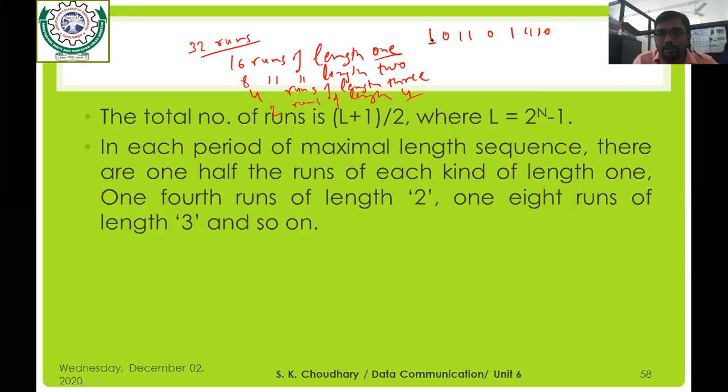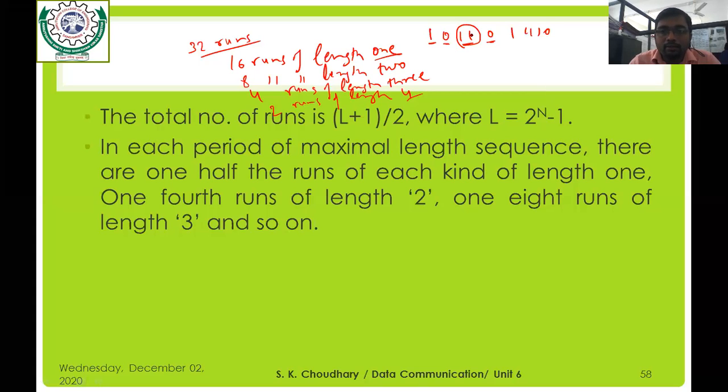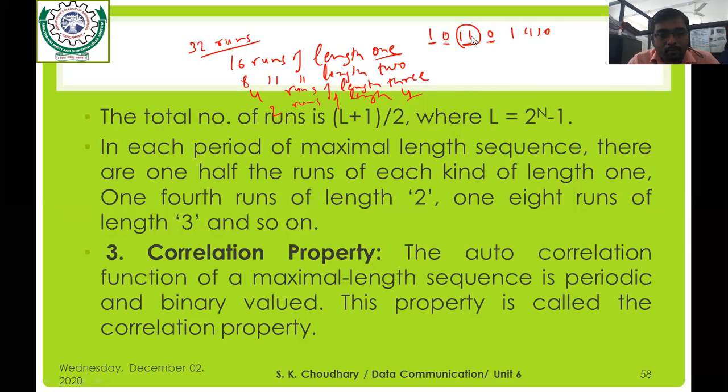Here 1 is followed by a 0, so it is a run of length 1. Then 0 is a run of length 1, but here 1 is a run of length 2. Here again 0 is length 1. In this way we have to count. It will be made clear in the practical that will be taught on Friday. The third property is the correlation property. The autocorrelation function of a maximum length sequence is periodic and binary valued, and this is called the correlation property.